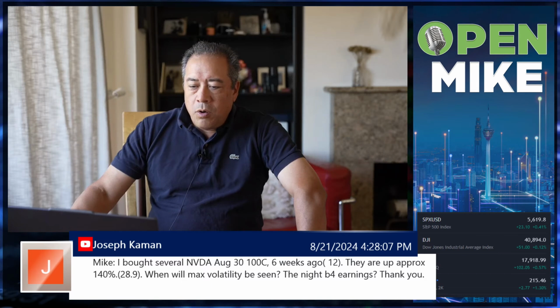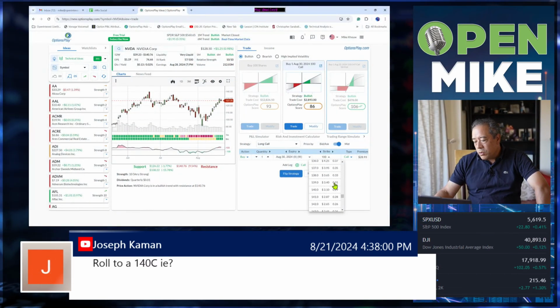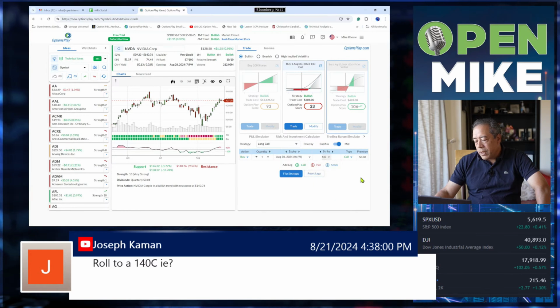So roll to the 140 calls. Okay. So yeah, you could roll to the 140s. Certainly if you wanted to preserve a lot of upside, you could do that. But there's going to be a decent amount of decay in those options. And actually, why don't we do this? Let's compare this to just doing the 140s outright and see what that looks like. So we'll just do a little side by side. Okay.